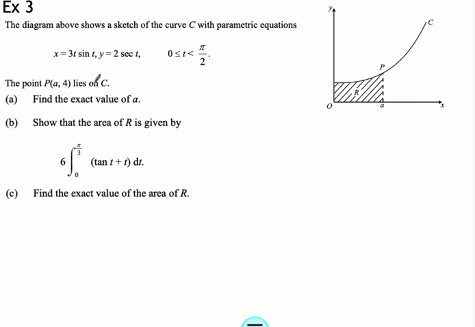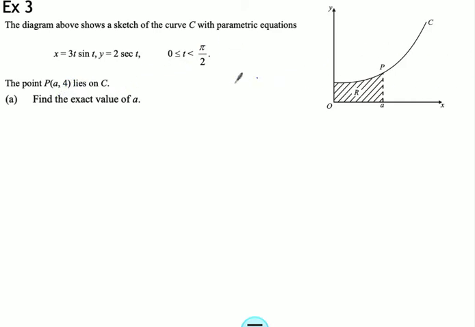Okay, so we're going to look at each of these parts individually. So let's have a look at part A. Find the value of A, so the coordinate A, 4. So the y coordinate is 4. So let's just work this out.